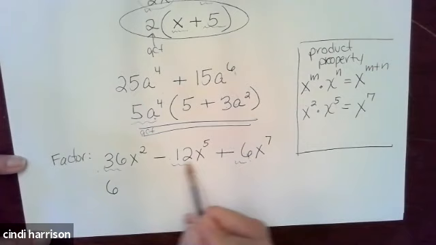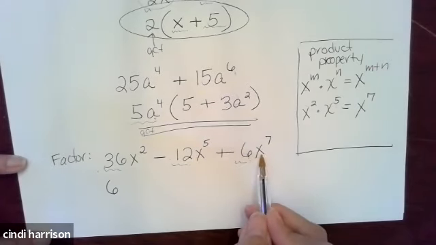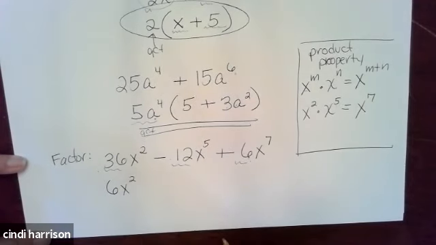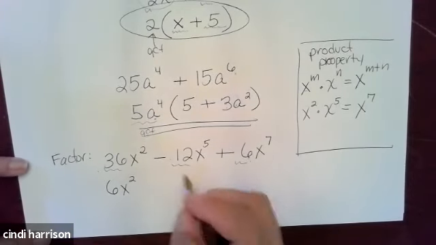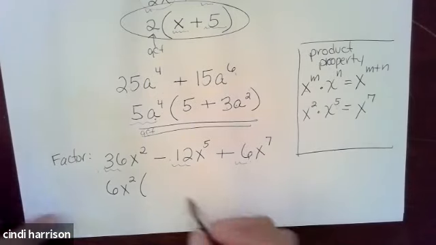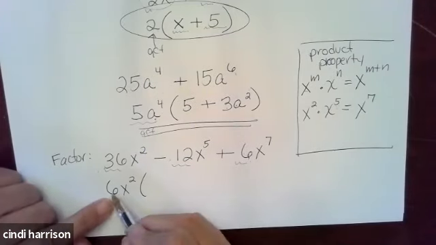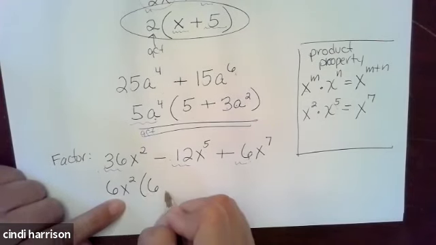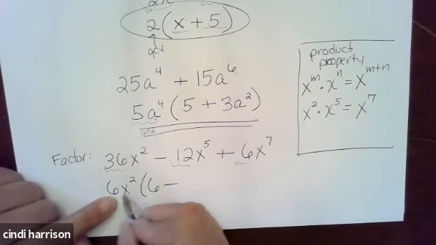And then if I have x squared, x to the 5th, and x to the 7th, we always pick the smallest exponent. That's the most they all have in common. Now we're going to open our parentheses and think about the distributive property in reverse. So 6 times 6 is 36. We don't need any more x's. Go on to the next one.